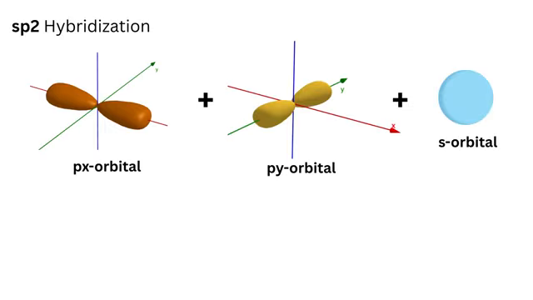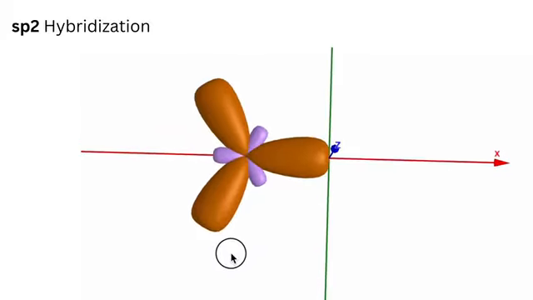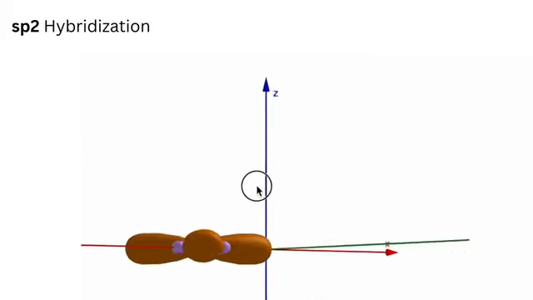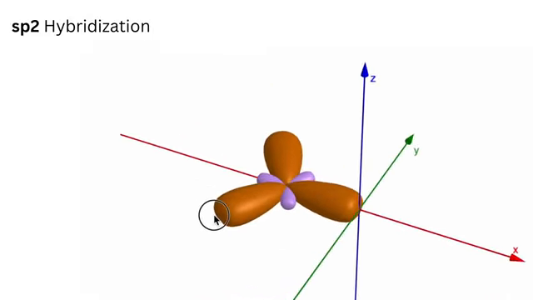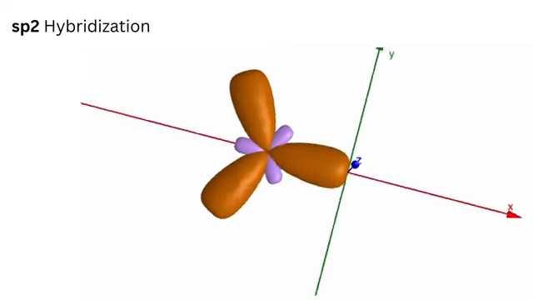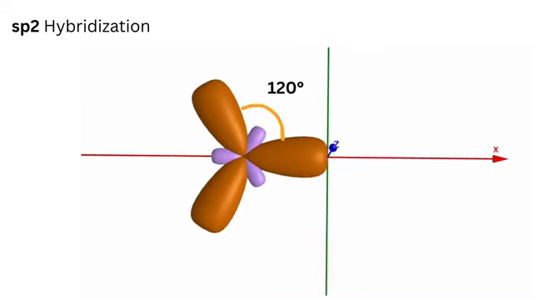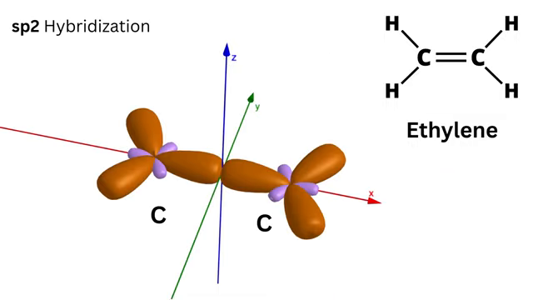For sp2 hybridization, let's take one s orbital and two p orbitals. When they mix, they form three identical sp2 orbitals. Each lobe looks like sp only, but these orbitals spread out evenly in one flat plane, like three spokes of a wheel or three arms of a fan lying flat like this. The angle between any two of them is 120 degrees. A good example is ethylene, the gas used for making plastics.